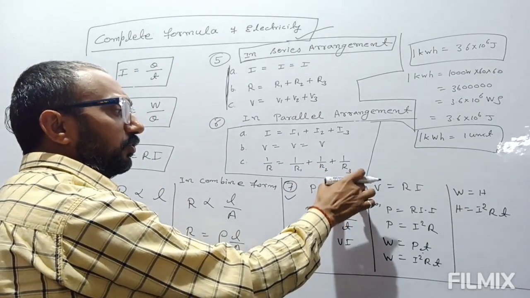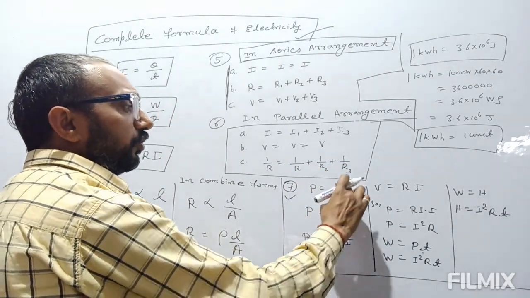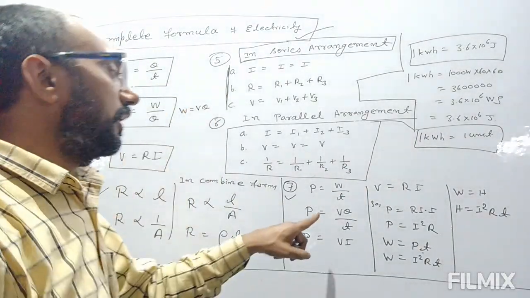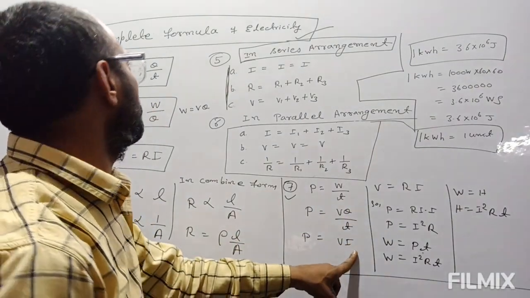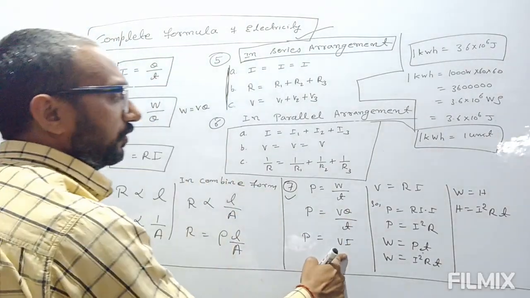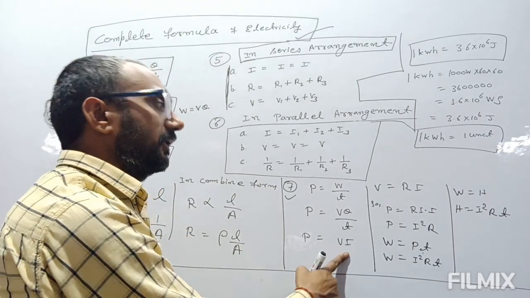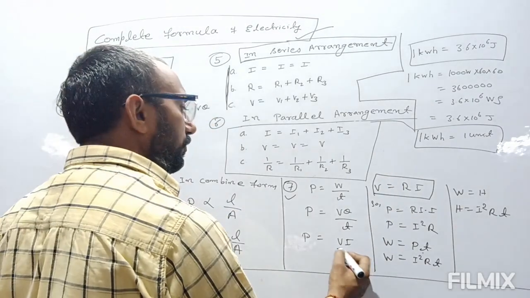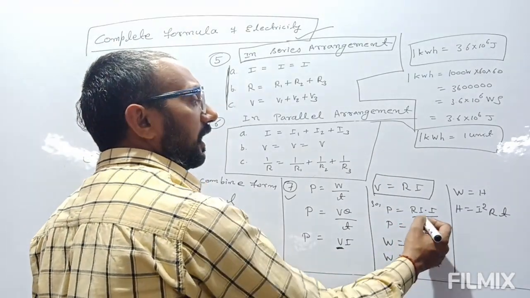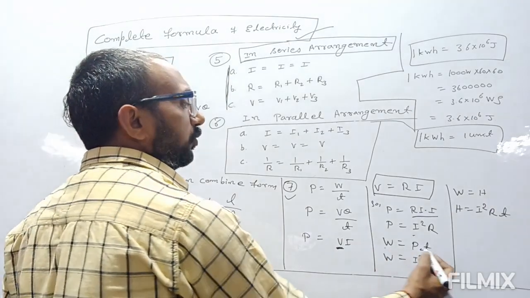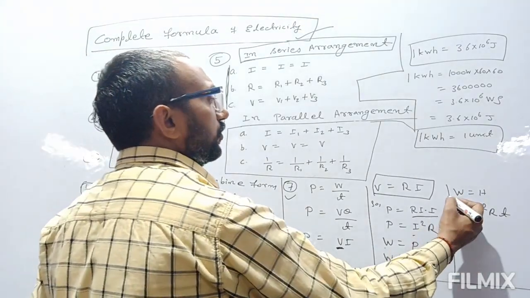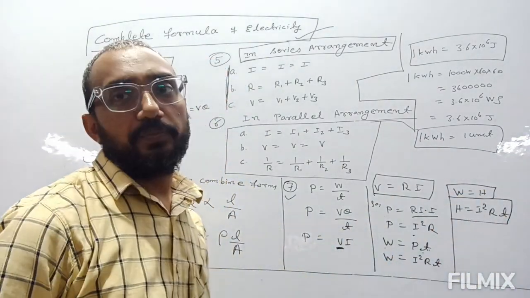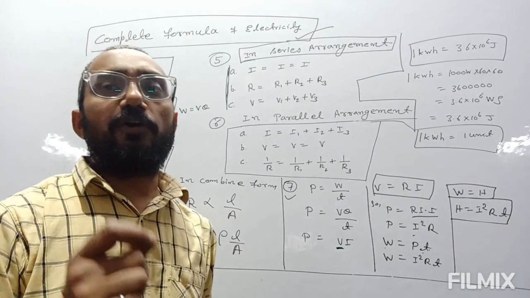P equal to W upon T, and you know W equal to VQ. Then Q upon T equal to I, then P equal to VI. Now according to Ohm's law, you know V equal to RI. Now we put the value of V, RI, I into I square, W equal to Pt and W equal to heat produced and H equal to I square RT. It is also known as Joule's law of heating.